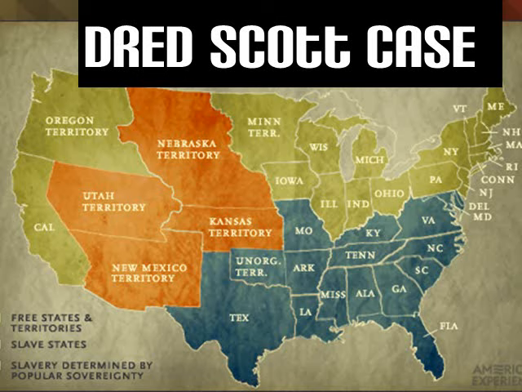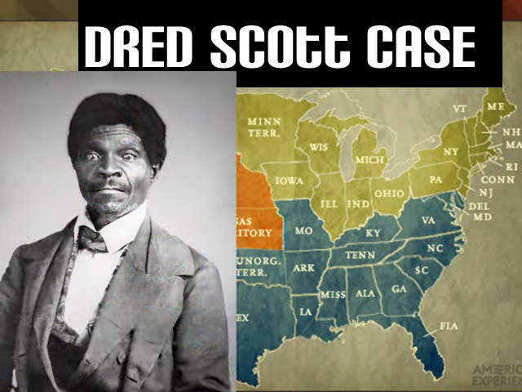Then you have something called the Dred Scott case. Dred Scott was a slave who was bought in the state of Missouri, which is a slave state. The thing is, though, his master, the person who owned him, moved to Illinois, which is a free state. And then his owner moved to Minnesota, which is another free state. And then after living in Minnesota for a while, moved back to Missouri. Now, Dred Scott believed, I lived in 2 free states, I should be free. So he takes his owner to the Supreme Court, and he sues for his freedom.